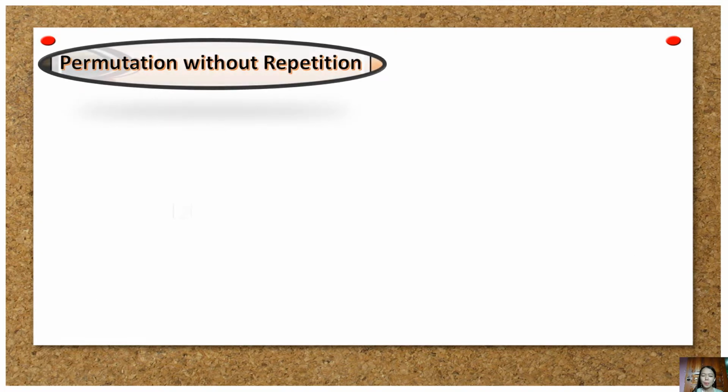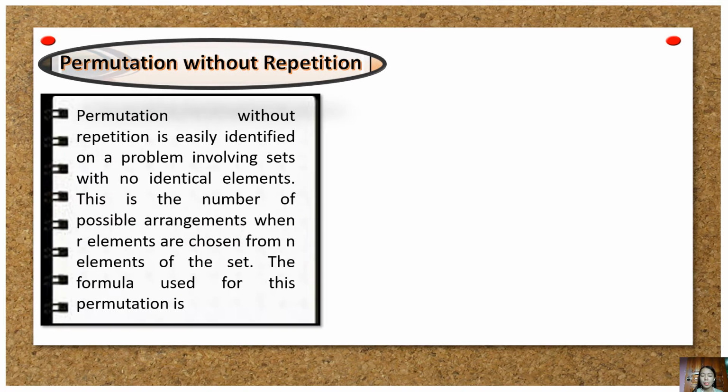Permutation without repetition. It is easily identified on a problem involving sets with no identical elements. Walang pareho. This is the number of possible arrangements when R elements are chosen from N elements of the set. The formula used for this permutation is this one. The permutation of N taken R is equal to N factorial over the quantity N minus R factorial.